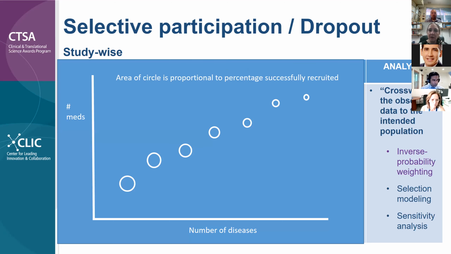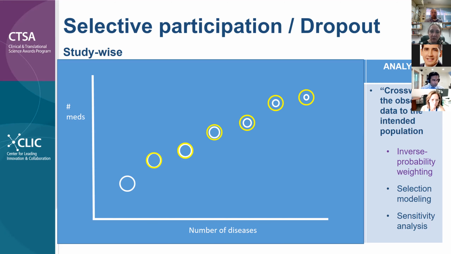And 2 very quick schematics. If we imagine that along the x-axis is the number of diseases, the y-axis is increasing polypharmacy, and then the area of the circle is proportional to the percentage successfully recruited, or maybe a little bit more cynically, included in the study at all. Then what something like inverse probability weighting would do would be to essentially count each group, to overcount proportional to the underrepresentation in the study. Let me pause and see if there's any questions about that.